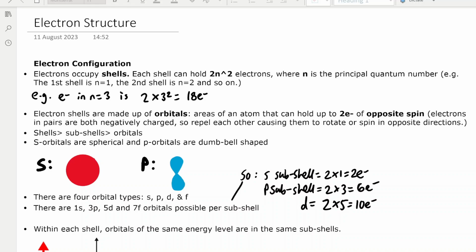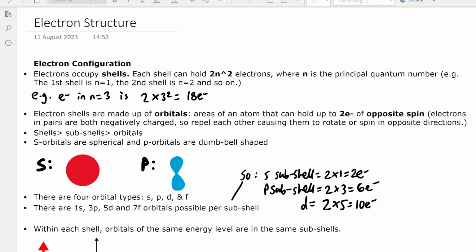Electron shells are made up of orbitals, which are areas of an atom that can hold up to 2 electrons of opposite spin. Remember that definition. Electrons in pairs are both negatively charged, so repel each other, causing them to spin in opposite directions. So orbitals make up subshells, which make up shells.